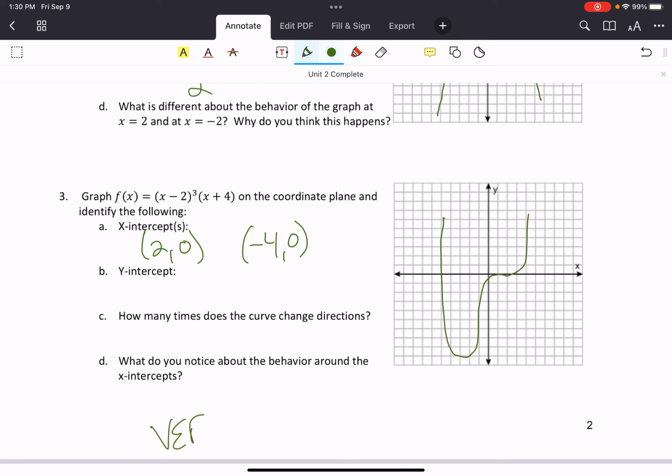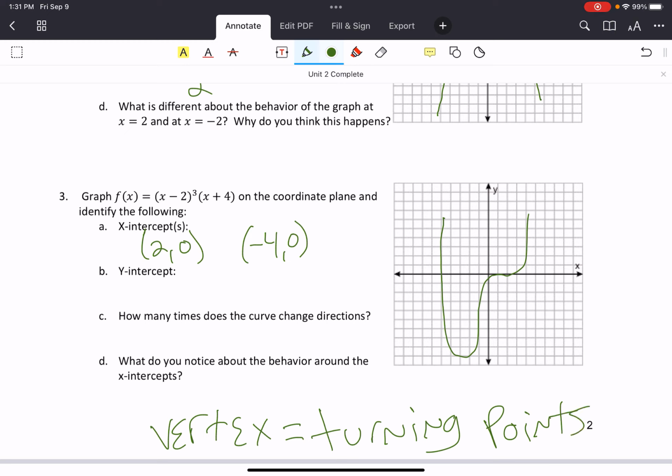Those are still called vertices or vertex, right? But we have a new word that represents the same thing now. It's called a turning point. So what you think of as vertex, we have a new vocab word we're going to start using interchangeably called turning points.